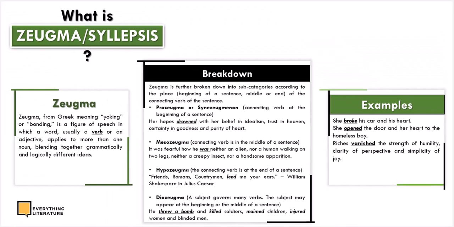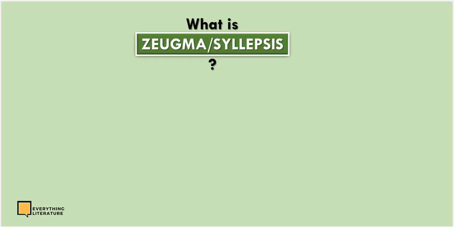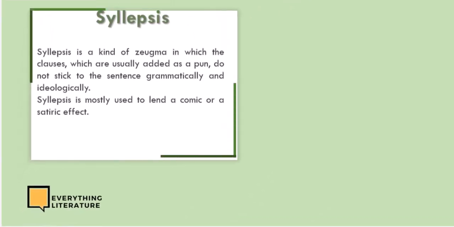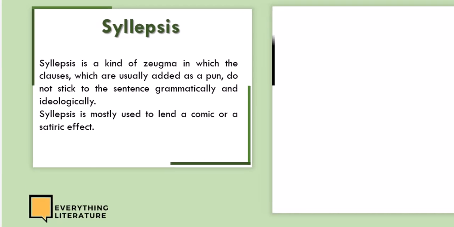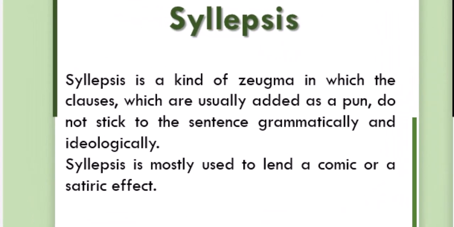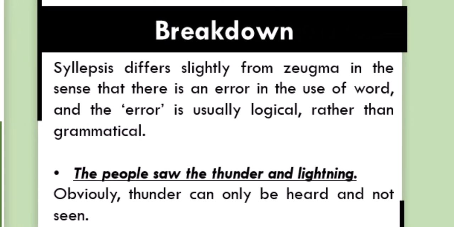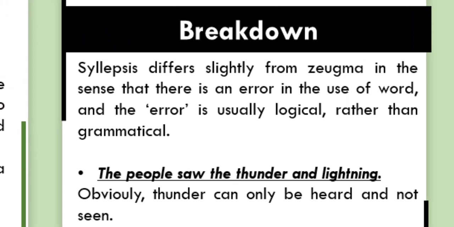Next will be syllepsis. Syllepsis is a kind of zeugma in which the clauses, which are usually added as a pun, do not stick to the sentence grammatically and ideologically. Syllepsis is mostly used to lend a comic or satiric effect. Okay, so to break it down, syllepsis differs slightly from zeugma in the sense that there is an error in the use of the word, and the error is usually logical rather than grammatical.